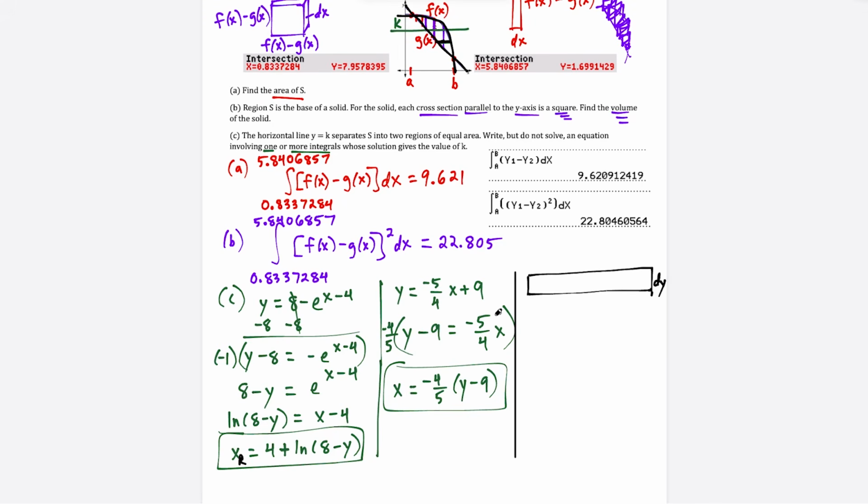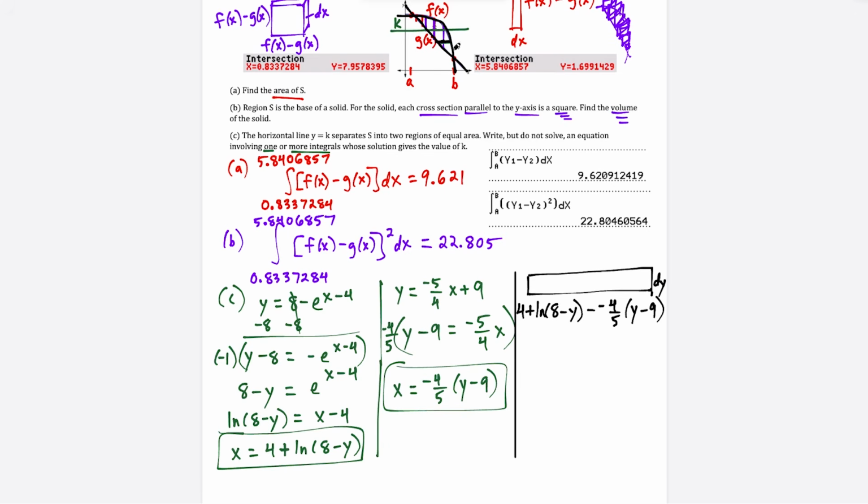So that's what we're going to use when we set this expression up over here. So we have 4 plus natural log 8 minus y, and we're going to be subtracting. So we have minus, and then we're subtracting negative 4/5 times y minus 9. So we could see that our integrand, when we set up our integral, is going to involve this expression times dy.